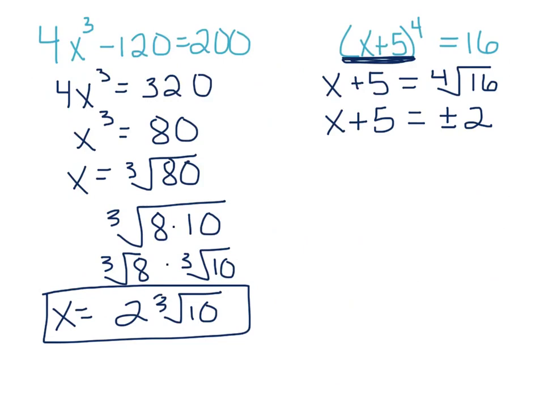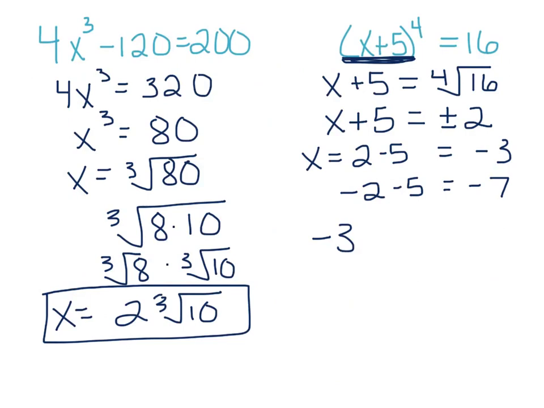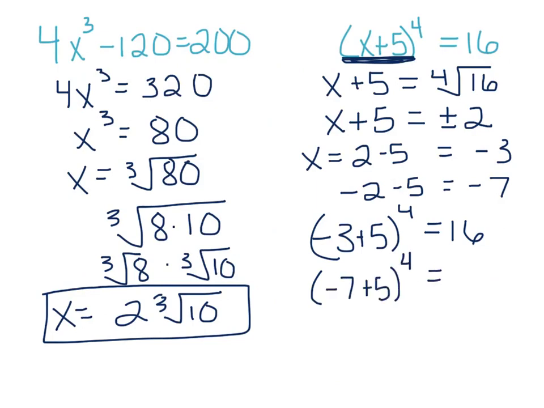So I have to take away 5 from 2 and negative 2. x equals 2 minus 5 and negative 2 minus 5. 2 minus 5 is negative 3. Negative 2 minus 5 is negative 7. And you can check for extraneous solutions, just plug them back in and make sure. Negative 3 plus 5 is 2, and 2 to the 4th is 16. Negative 7 plus 5 is negative 2, and negative 2 to the 4th is positive 16. So they both work. x is negative 3 and negative 7.